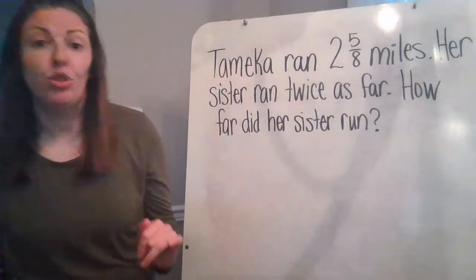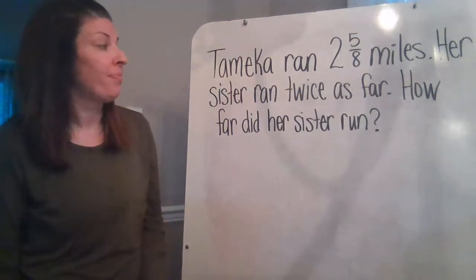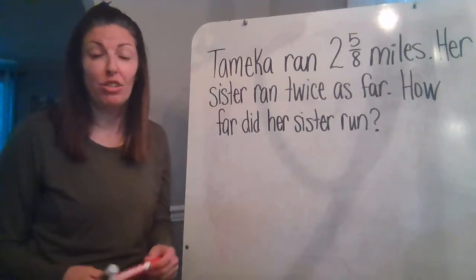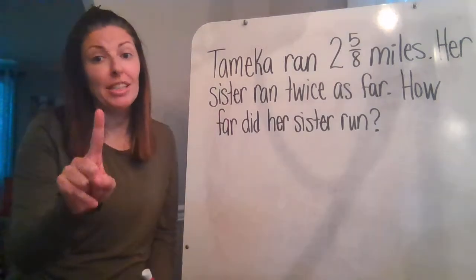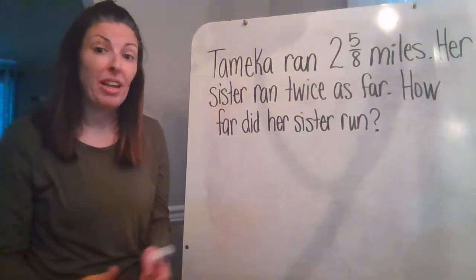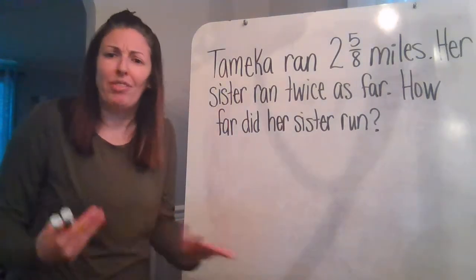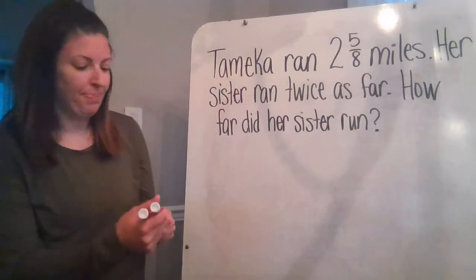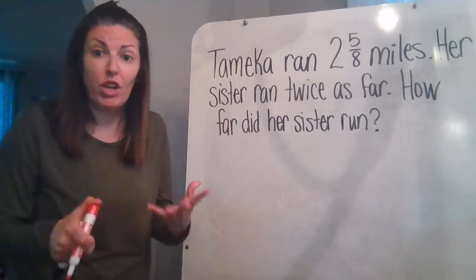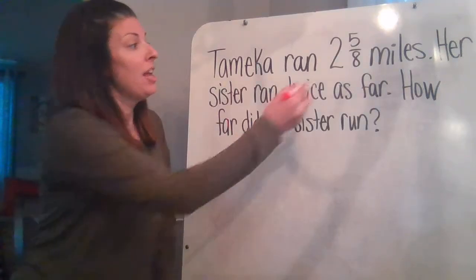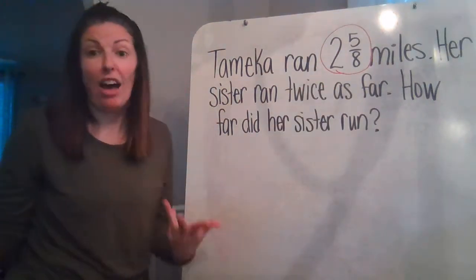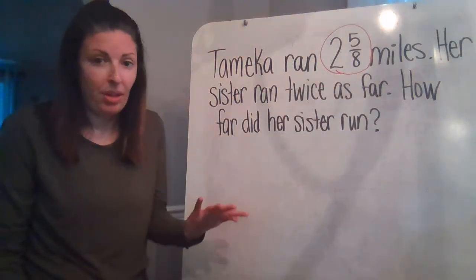Tamika ran 2 5/8 miles. Her sister ran twice as far. How far did her sister run? So the first thing that we need to do, because this is a word problem, we need to figure out the important information, the clues, and figure out what we have to do, even though I kind of already gave you a hint. So looking at this, I know that the really big first important piece of information is this mixed number right here, 2 5/8, because that's how far Tamika ran to begin with.